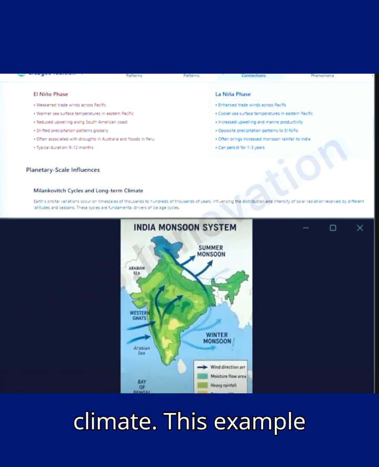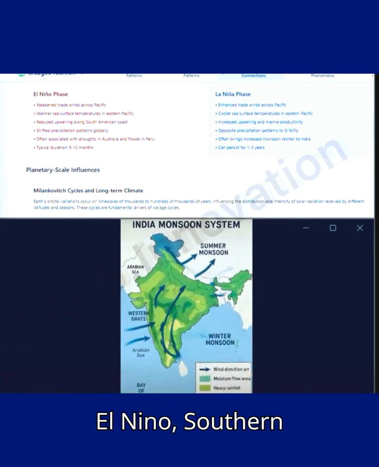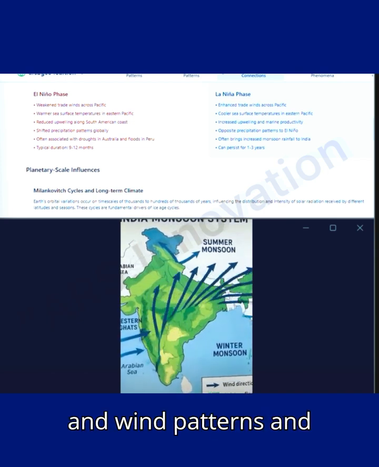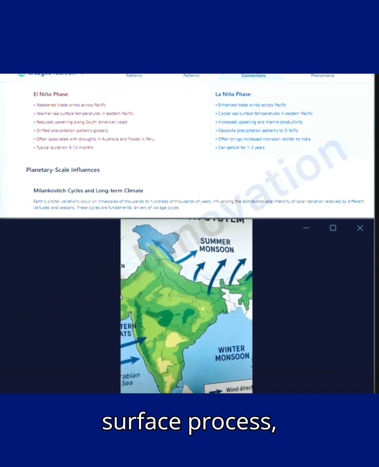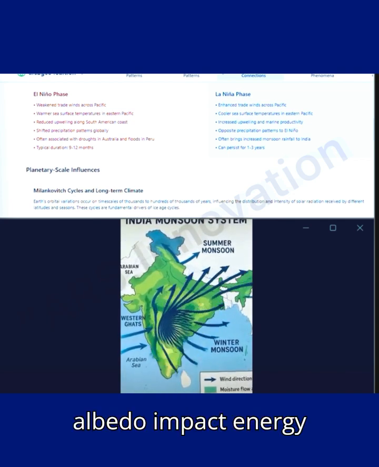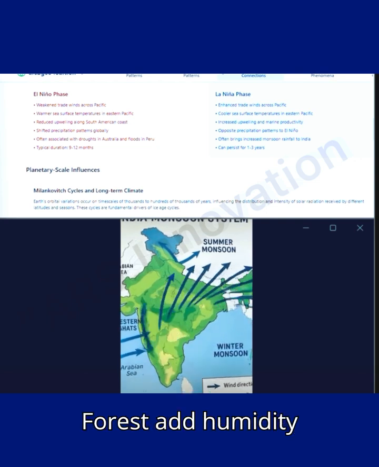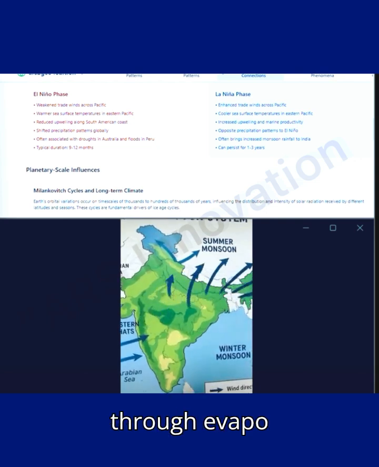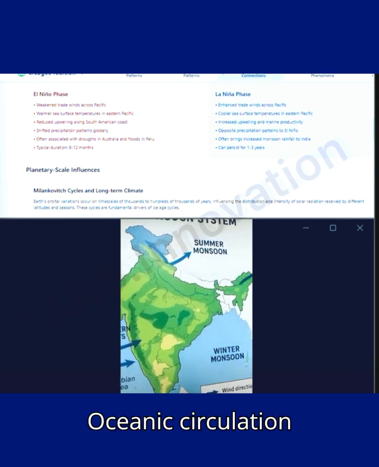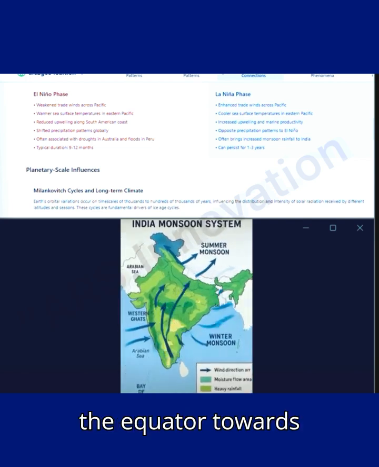This atmospheric-ocean coupling is a crucial driver of global climate. An example is ENSO. ENSO means El Nino Southern Oscillation. Ocean temperature affects atmospheric pressure and wind patterns and vice versa. Land surface processes, vegetation, soil moisture and surface albedo impact energy balance as well as local climates. Forests add humidity through evapotranspiration, influencing rainfall.